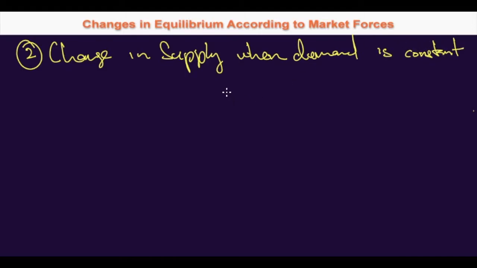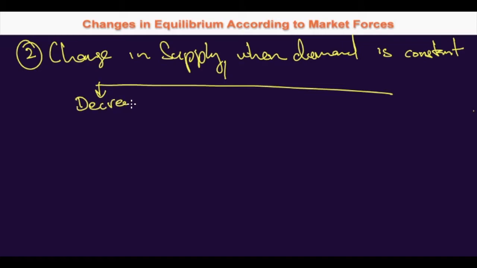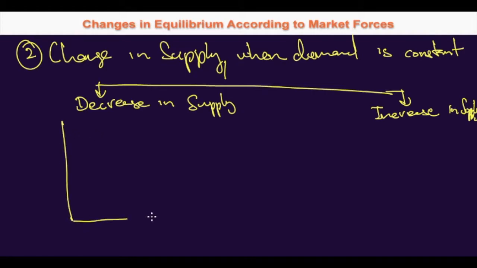So here there are two possible scenarios. First can be decrease in supply and also increase in supply. So let's draw the supply and demand curves.